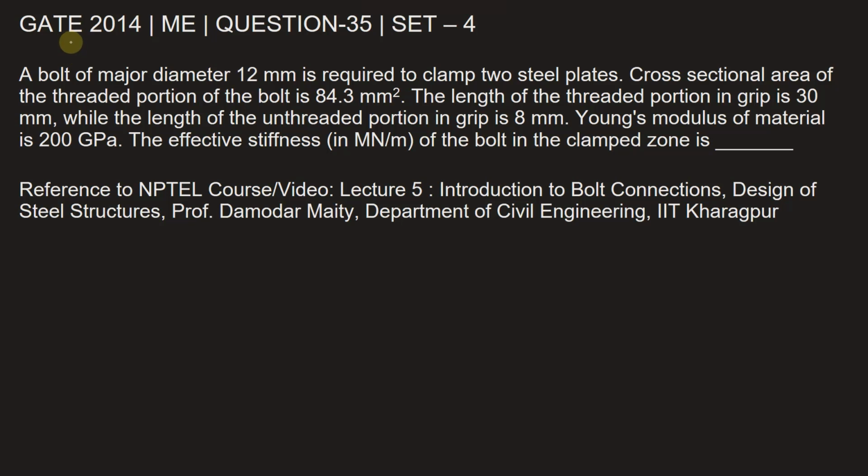This question is from GATE 2014 Mechanical Engineering paper set 4, question number 35. A bolt of major diameter 12 mm is required to clamp two steel plates.